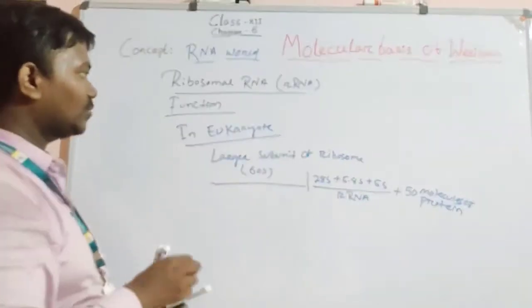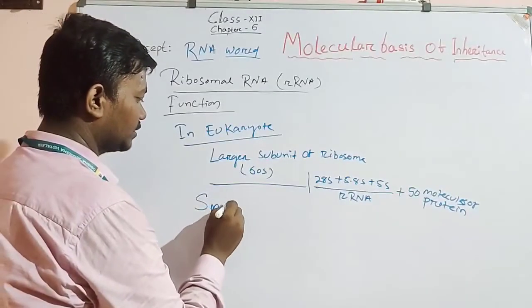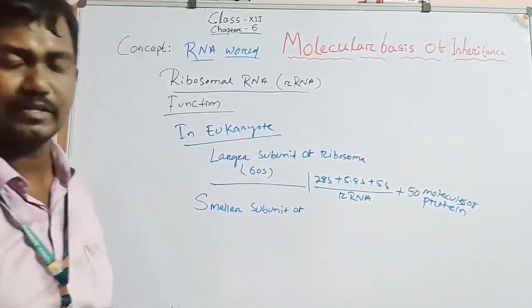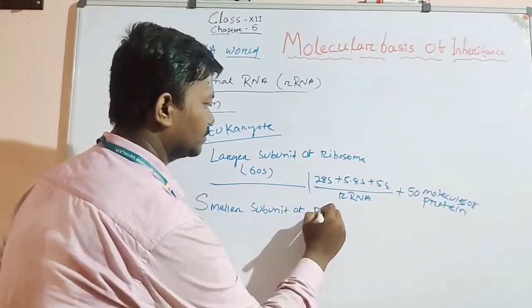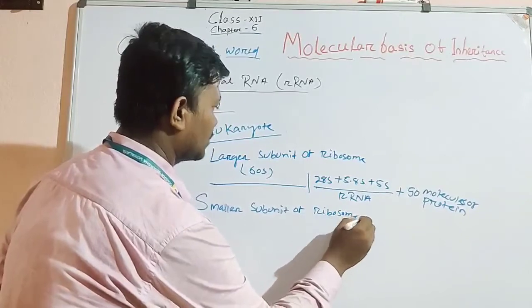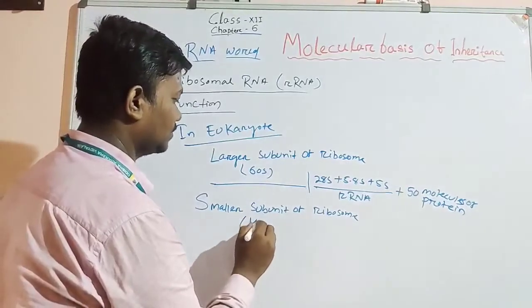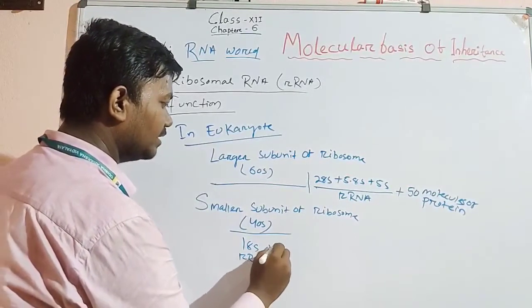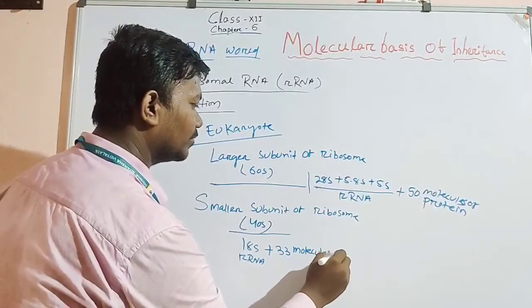Similarly, the smaller subunit of ribosome in eukaryotes, which is 40S type, is made by 18S type of rRNA with 33 molecules of protein.